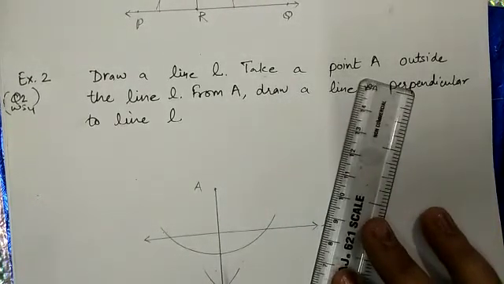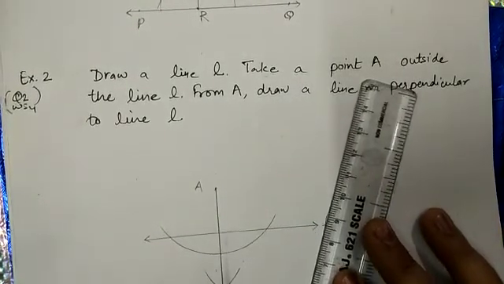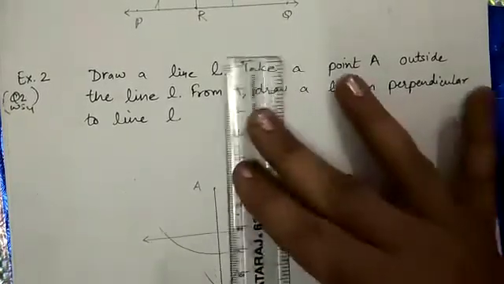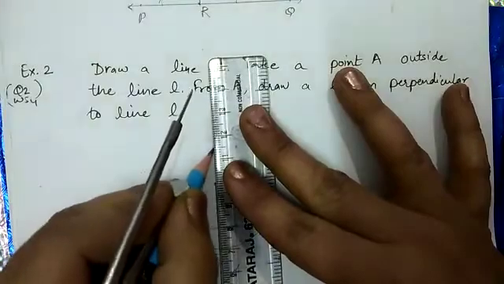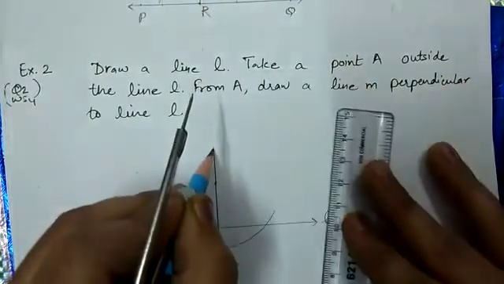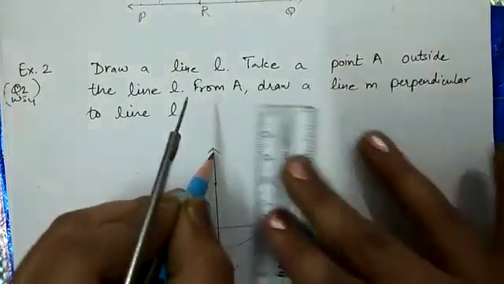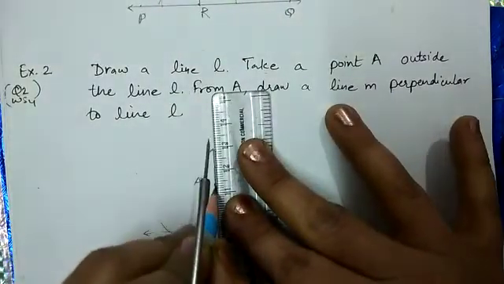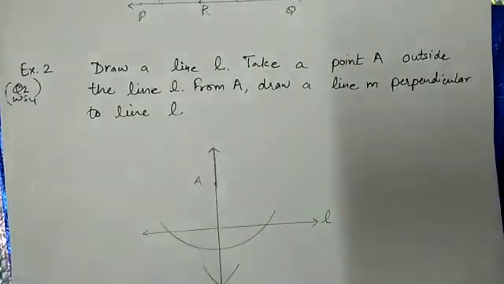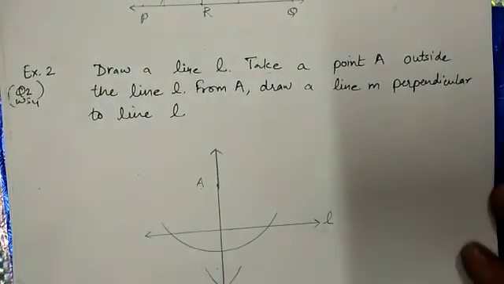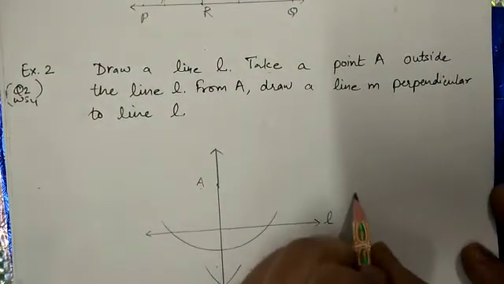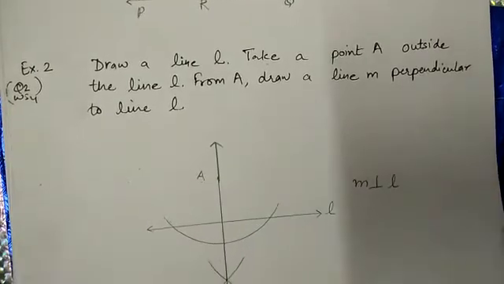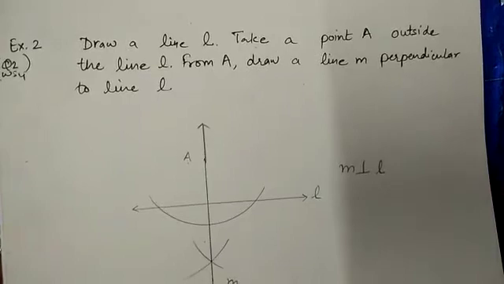Now we will join this point A with this intersecting point of arcs. Now name this line as M. As it is a line, that's why we should extend it in this way. Means there should be arrows on both sides, and here we can say that line M is perpendicular to line L. Clear?